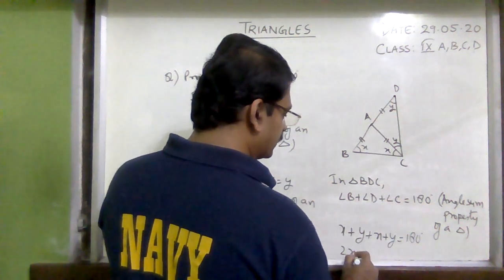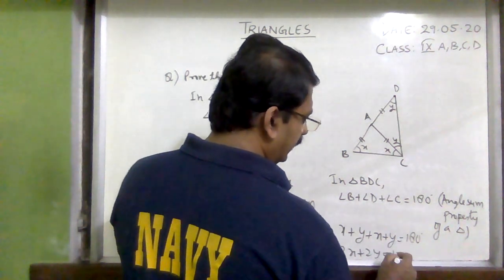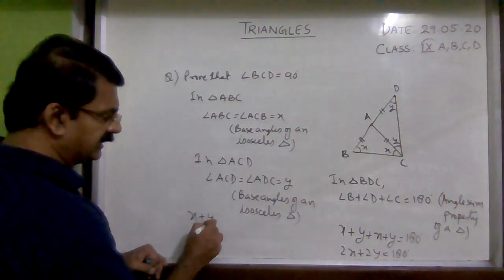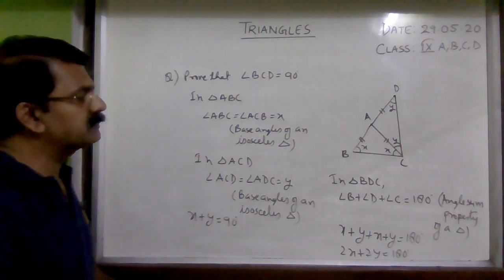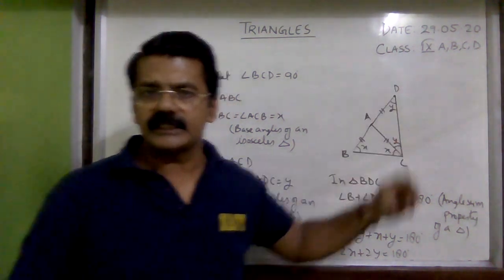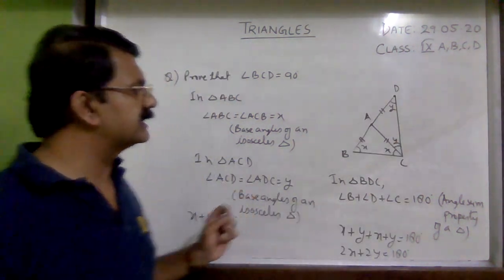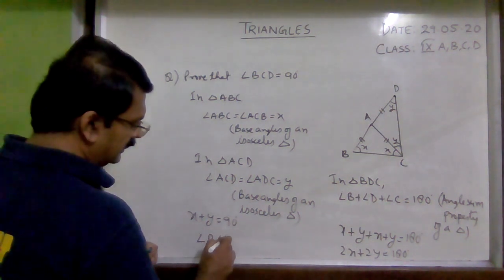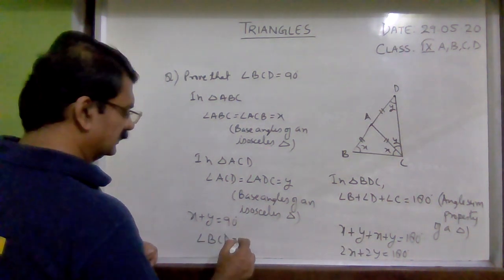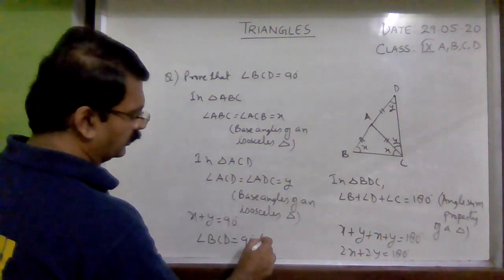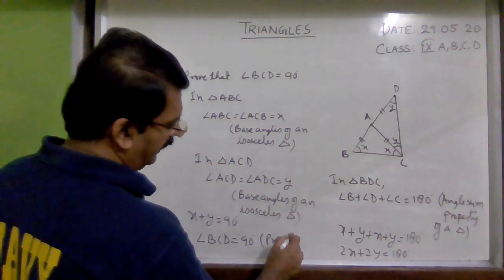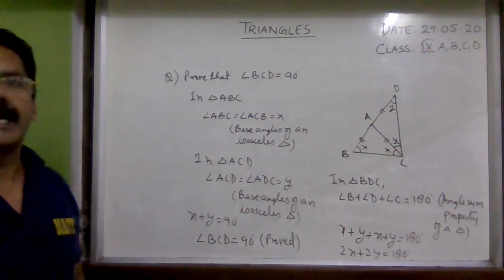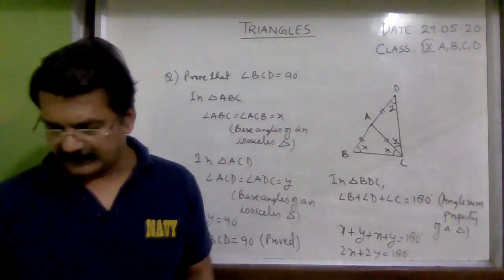Means 2x plus 2y is equal to 180. If we divide the whole thing by 2, then we will have x plus y is equal to 90 degrees. But x plus y is nothing but angle BCD. So angle BCD is equal to 90 degrees. Proved. And this is what we had to prove. Clear? We have proved that angle BCD is 90 degrees.